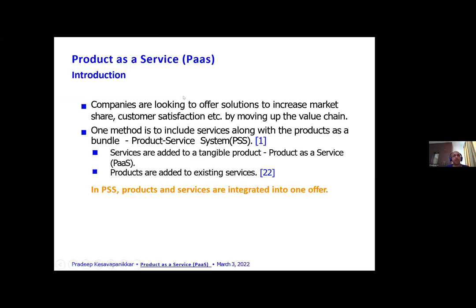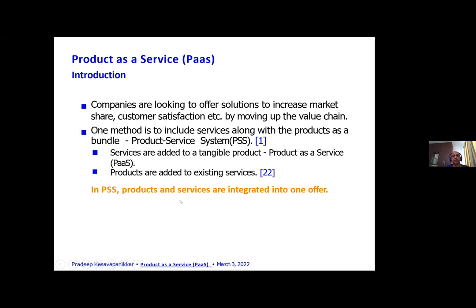A little bit of background on product as a service. Companies, typically traditional product companies, are looking at ways to increase market share, improve customer satisfaction, and move up the value chain. One way for them to achieve this is by combining services along with products. This is known as product service systems. Services can be added to a physical product, in which case it is known as product as a service. And sometimes products are added to existing services, for example, Amazon Kindle and Amazon Echo, which are products added to services to make the services go better.